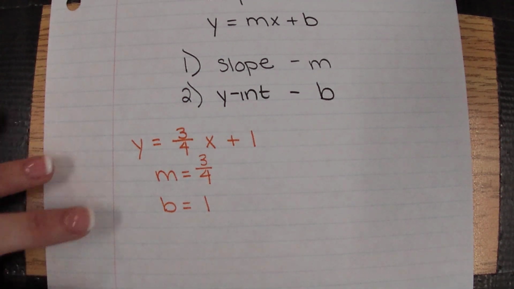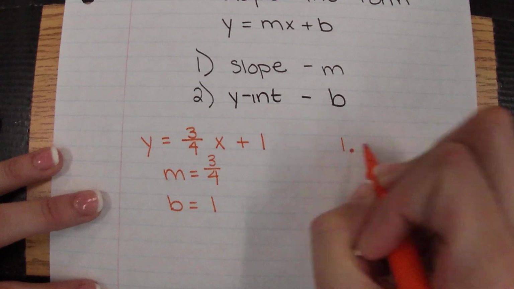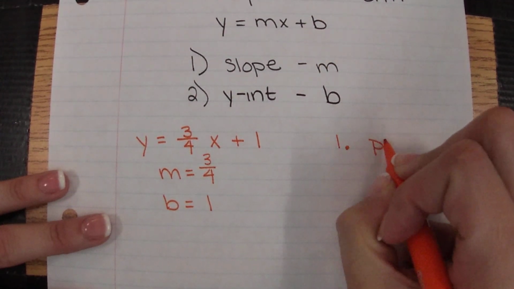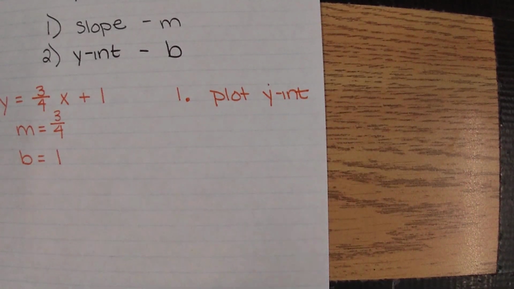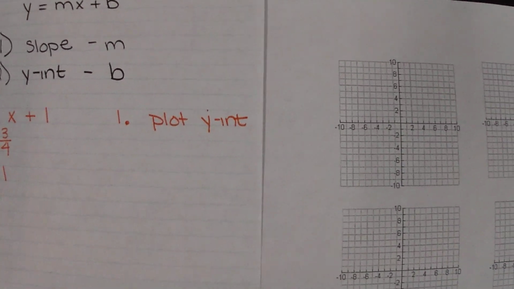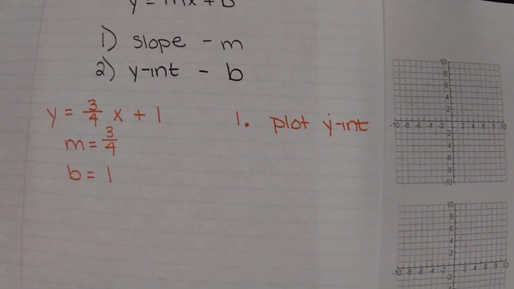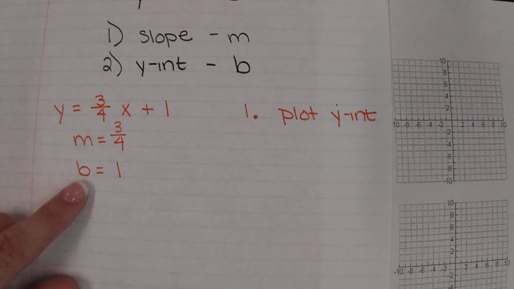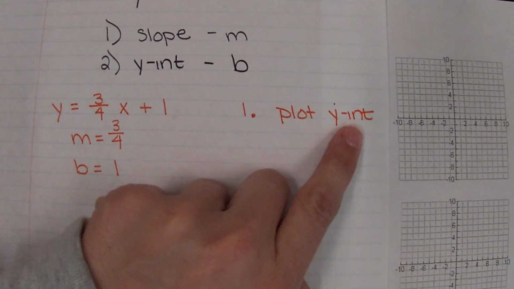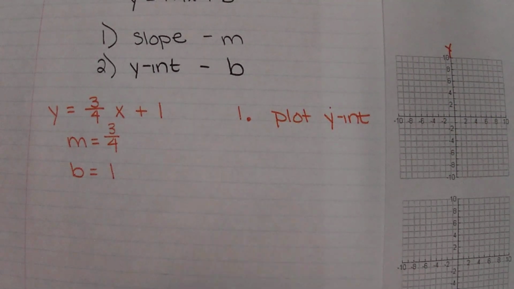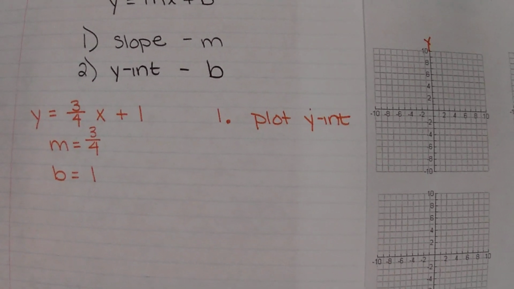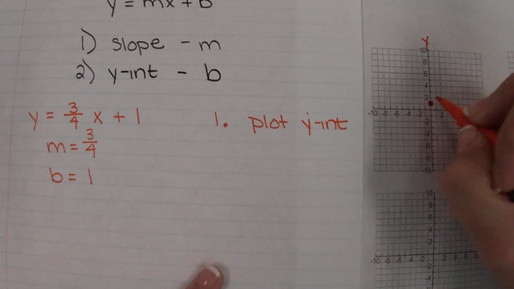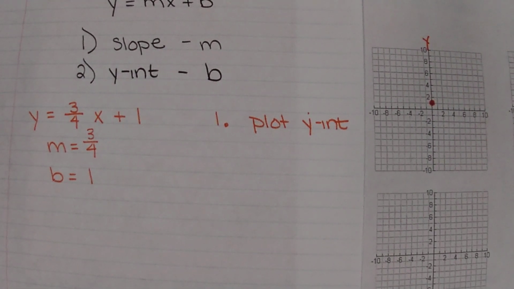Okay, now when we go to graph this, our first step is going to be to plot the y-intercept. So I'm going to get a coordinate plane out. And we want to plot our y-intercept, or our b. So if our b is 1, it's our y-intercept, which means we need it to be on the y-axis. So we're going to go on our y-axis to 1. Okay, that part is very similar to what we did in standard form.